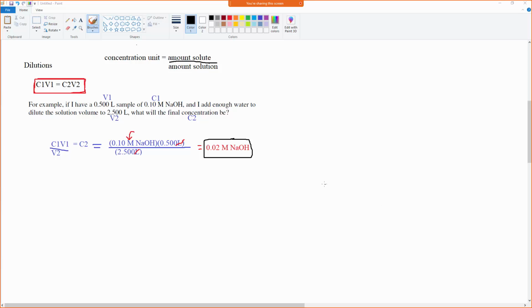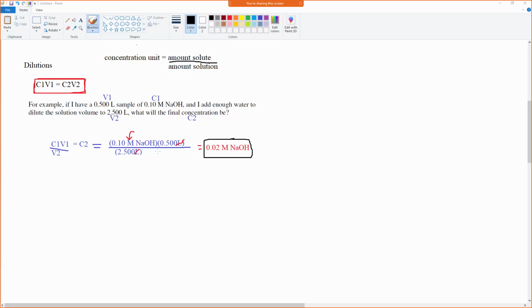Well, Zach's got a great question. He says, if one of these units was in milliliters and one was in liters, you'd have to convert it. The answer is yes. Liters and milliliters are units of volume, right? So if V1 was in milliliters and V2 was in liters, it wouldn't matter which one you used. You could convert V2 to milliliters, so they both cancel, or you could convert V1 to liters, so they both cancel. But you have to have the same units in this formula for them to cancel, as you can see.